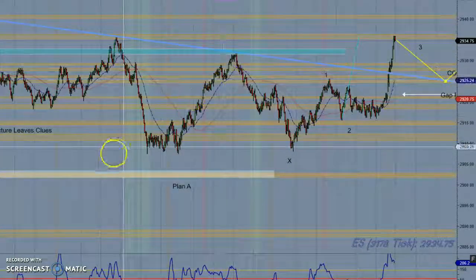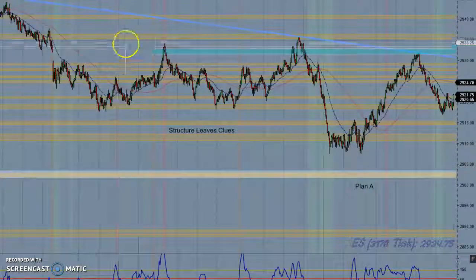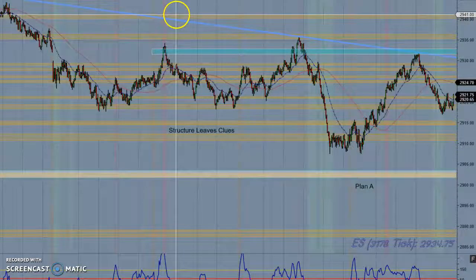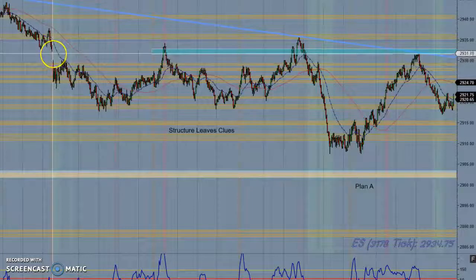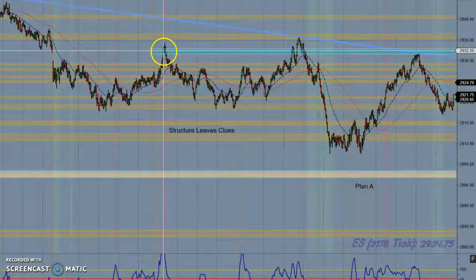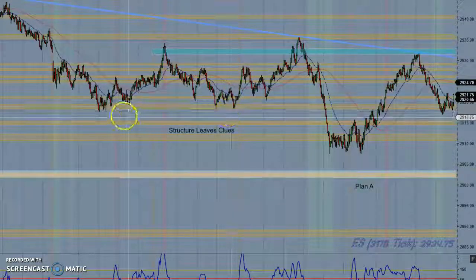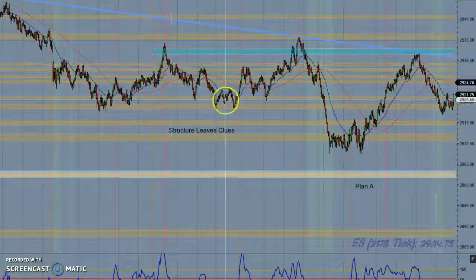We came back over here. Why did we get rejected here without even touching that? Well, you got a gap fill. That's his main objective, to gap fill and then reject the support from the gap.